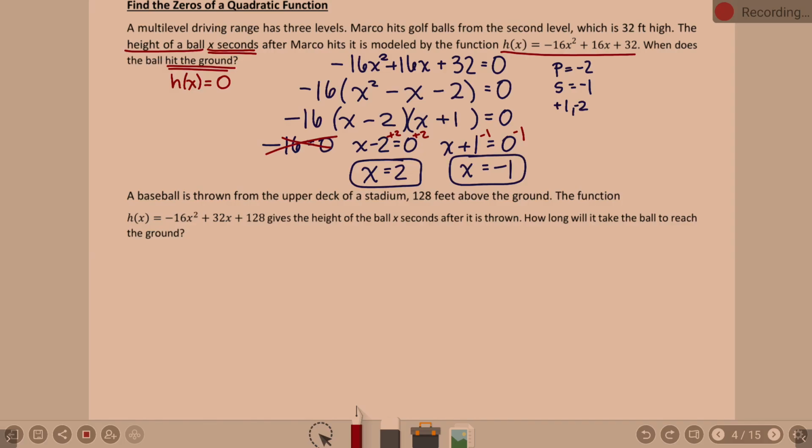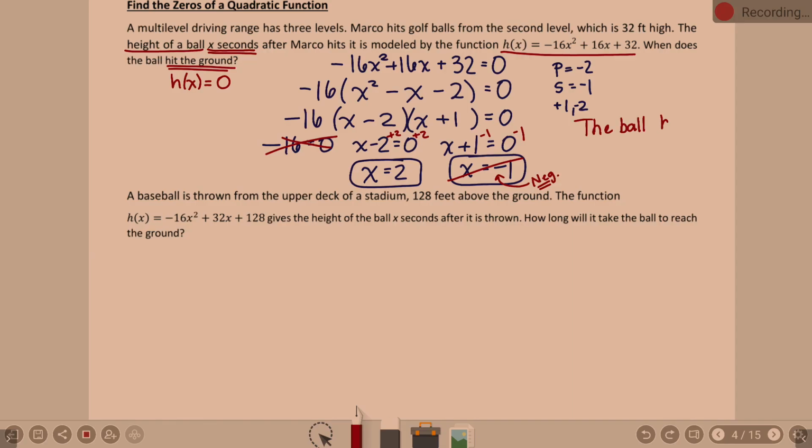No. So negative 1 just ends up being an extra solution. It's not a wrong solution. We're just not going to use it because it was negative. So we're only going to end up using the 2. Does that make sense? Okay. So officially, the ball hits the ground 2 seconds after Marco hits it. That's officially how we can answer this problem.